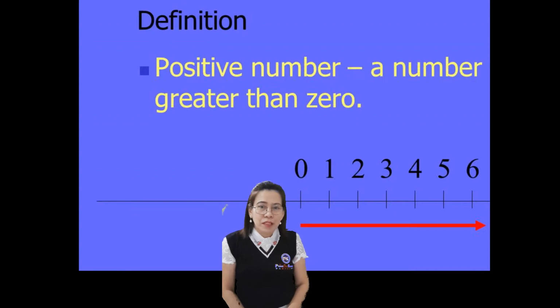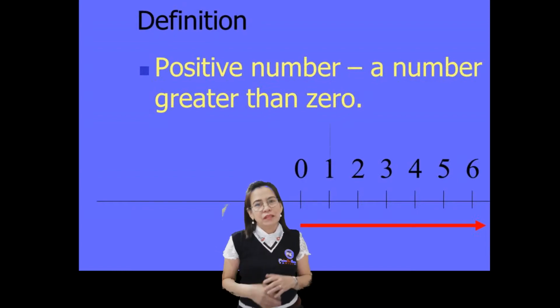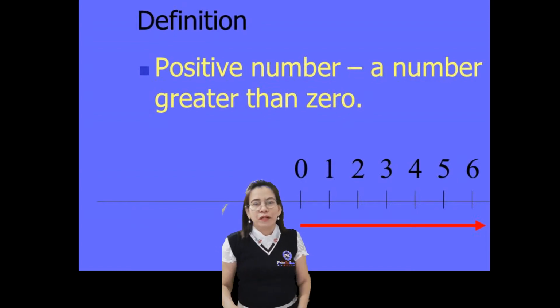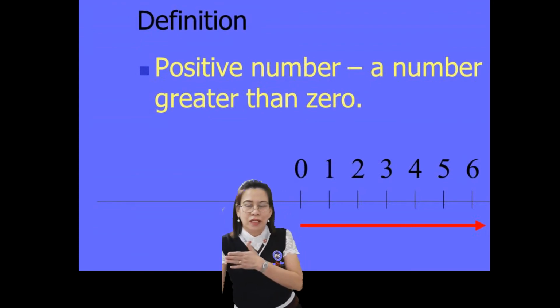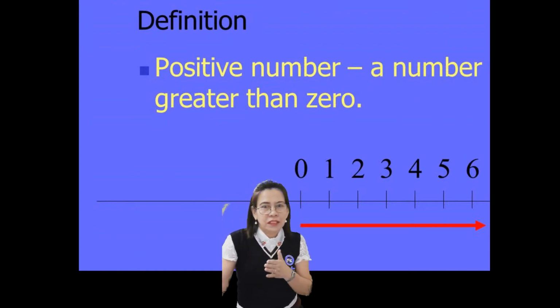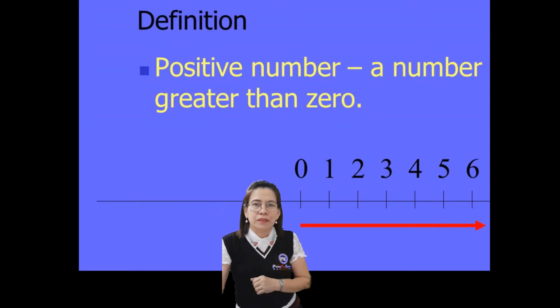The first term is positive number. So it is a number greater than 0. Say 1, 2, 3, 4, 5, 6. And as this number increases to the right, the greater the value of that number.